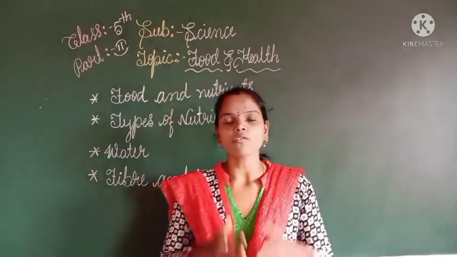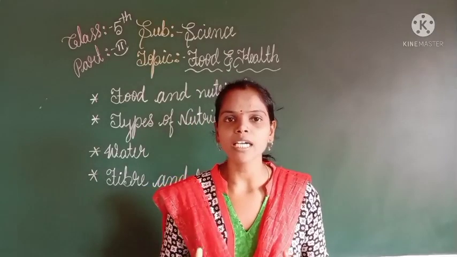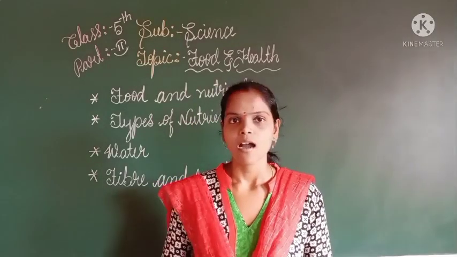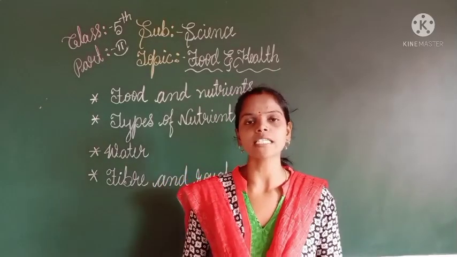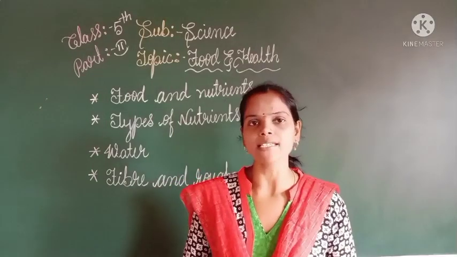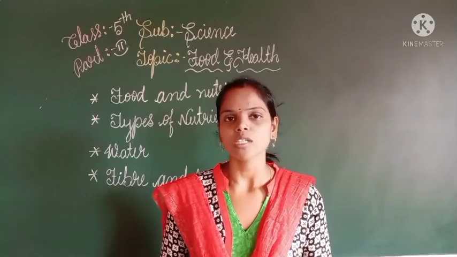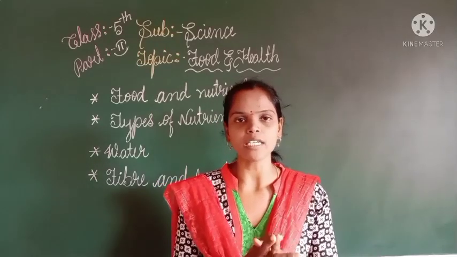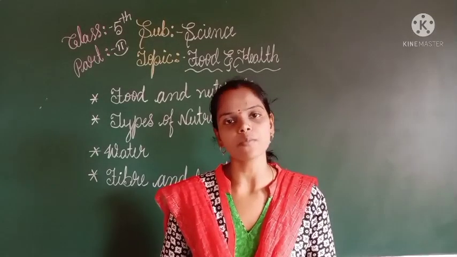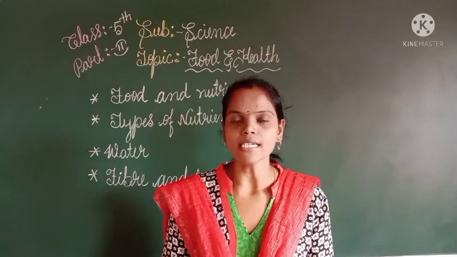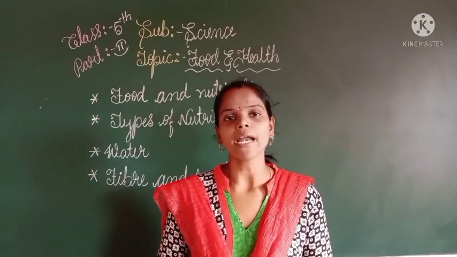So dear students, which are the vitamins? Vitamins are A, B, C, D, E, K. Next are the minerals. As you all know, minerals include calcium, iron, phosphorus. These are the different kinds of minerals present in the food. Each and every mineral has a specific function. For example, calcium gives strength to the bones and teeth.